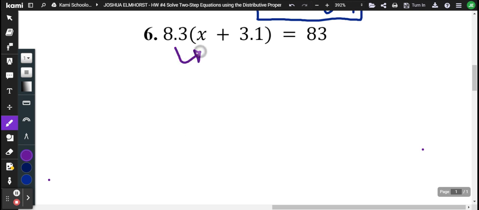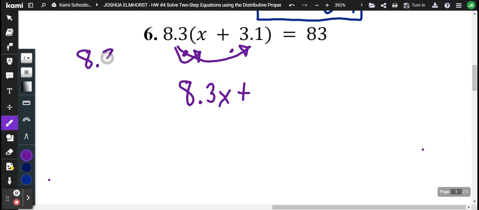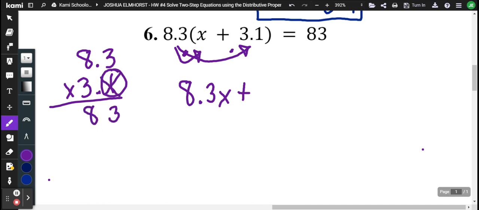Using the distributive property, we're going to multiply 8.3 times x, which is going to give us 8.3x, plus 8.3 times 3.1. So you can work that out here off to the side. Starting with 1, 1 times 3 is 3, 1 times 8 is 8. When you're done multiplying the first digit, go down below, and we're going to cross that spot out. Now we're multiplying by 3. 3 times 3 is 9, and then 3 times 8 is 24.